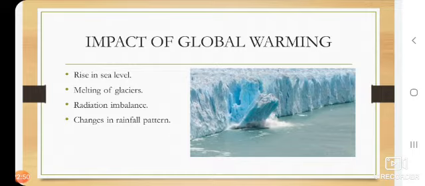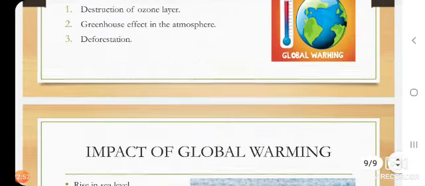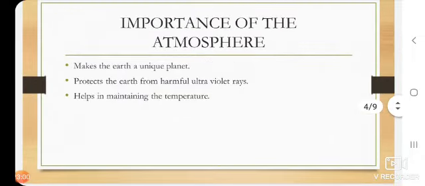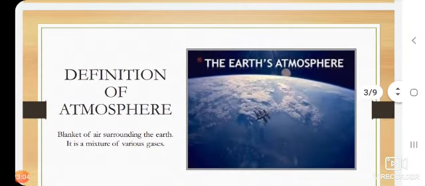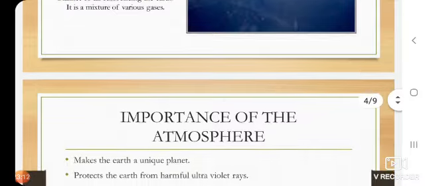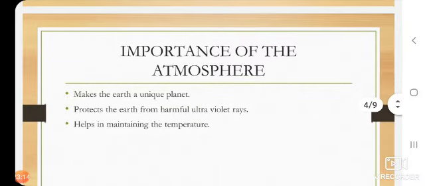Children, now let me quickly revise the contents of the lesson. Initially we learned about the definition of the atmosphere. It is a blanket of air surrounding the earth, a mixture of various gases. Then we learnt about the importance of the atmosphere: it makes the earth a unique planet, it protects the earth from the harmful ultraviolet rays, and it helps in maintaining the temperature.